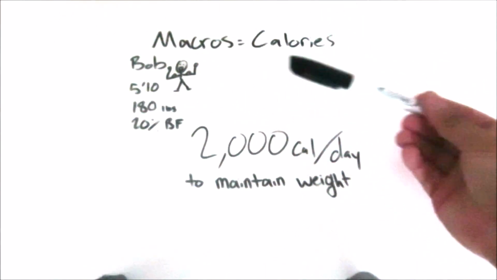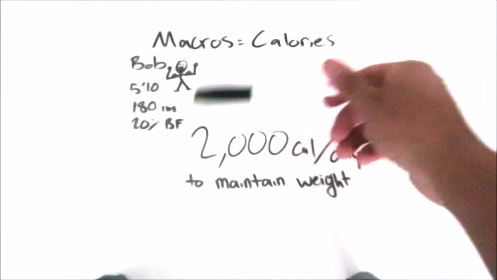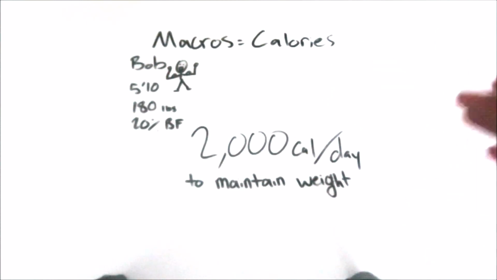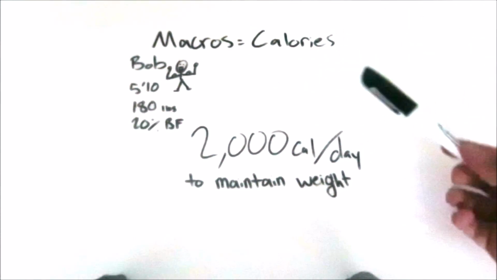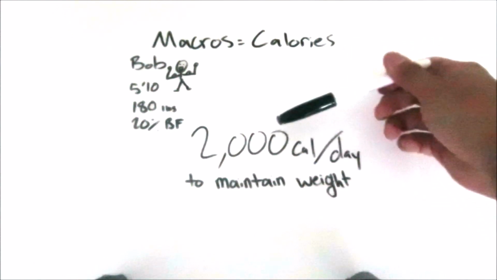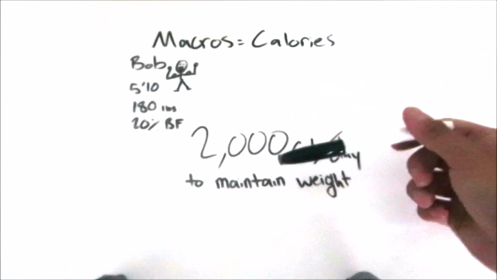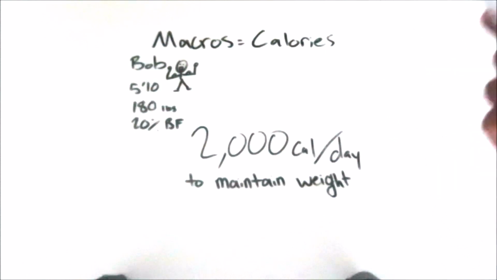Bob is 5'10", 180 pounds, about 20% body fat, fairly athletic, also a guy. So Bob here, he has some muscle, and he figured out that his maintenance level is 2,000 calories per day. That's for him to maintain weight. He doesn't gain weight, he doesn't lose weight. That's his maintenance. You would have to find your personal maintenance level to see how many calories you need to take in per day to stay at that weight.